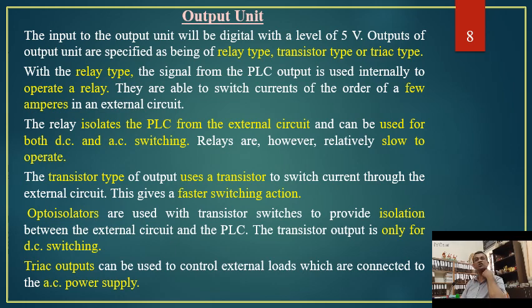Triac outputs can be used to control external loads which are connected to AC power supply. So most of the time transistor work with the DC, whereas triac work with the AC as well. They give output even for AC because two transistors connected reverse will give a triac. Right? So that is why they work with the positive half cycle as well as a negative half cycle. Whereas transistor work with only one of the cycle, either positive or a negative. Right? So that is why triacs work with the AC. They give AC output, whereas the transistor give DC output.